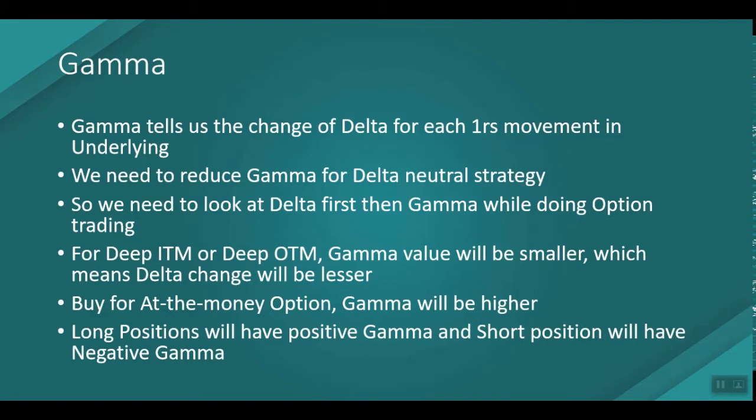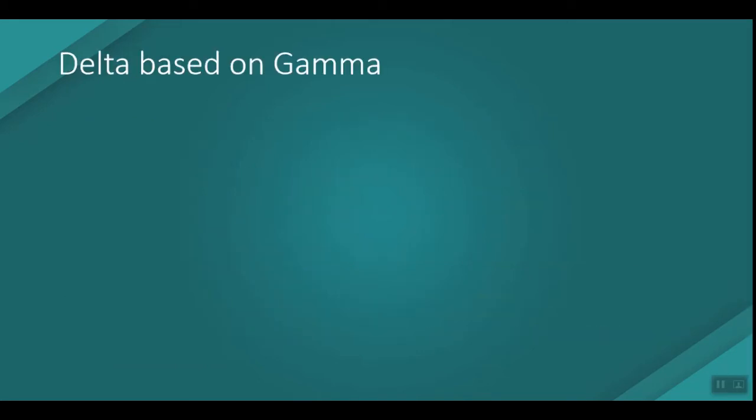Long positions will have a positive gamma and short positions will have a negative gamma. If you are an option buyer, the gamma will be positive for that position, and for a short position, meaning if you are an option seller, your gamma will be on the negative side.